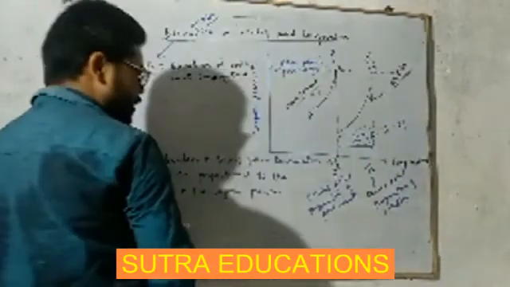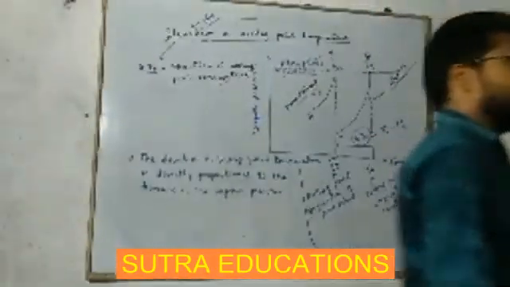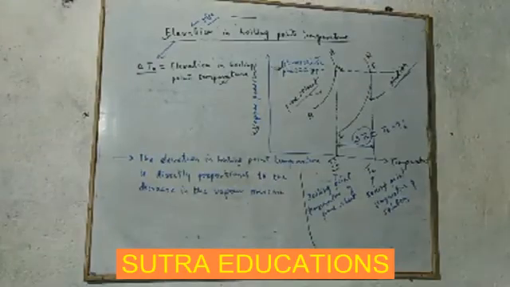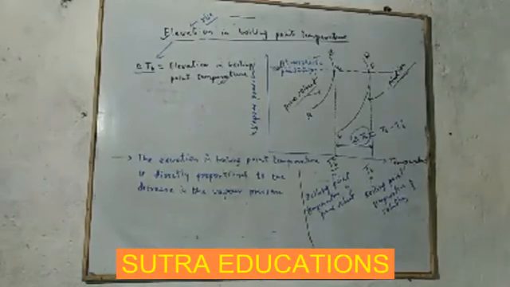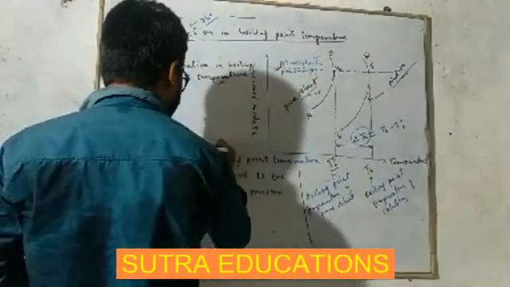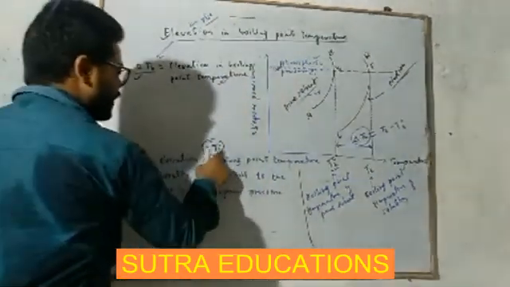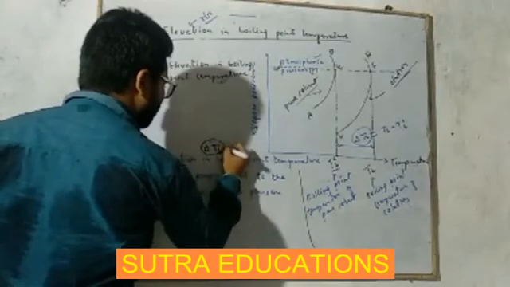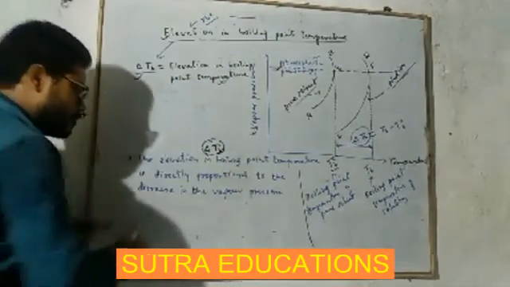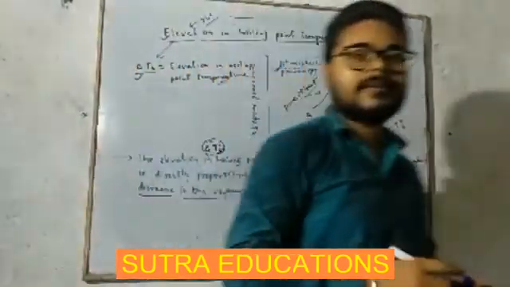To the decrease in the vapor pressure. Getting this or not? Okay, I have written there the elevation in boiling point temperature. The elevation in boiling point temperature, delta Tb, is directly proportional to the decrease in the vapor pressure. Just try to understand.